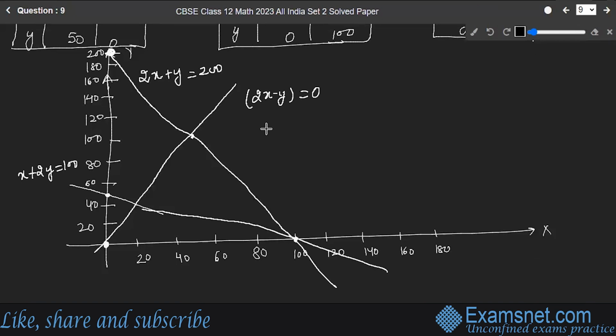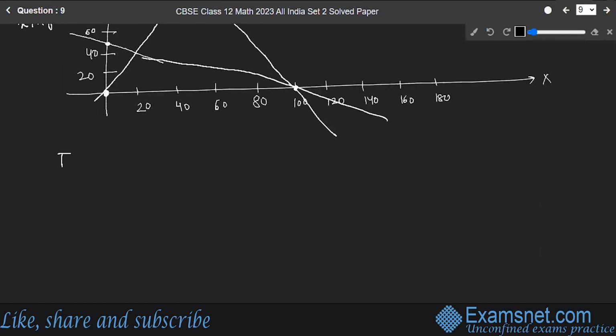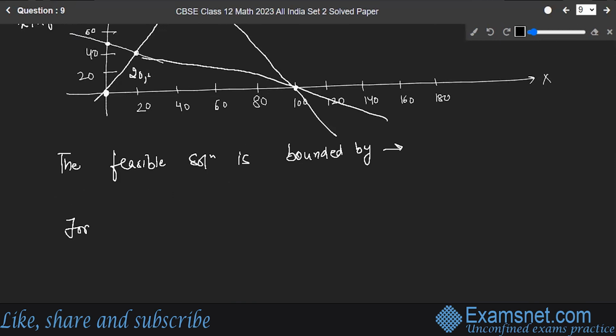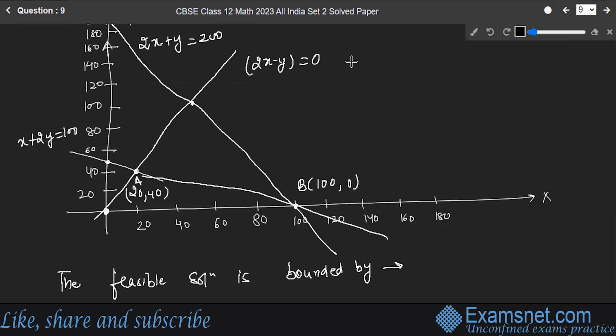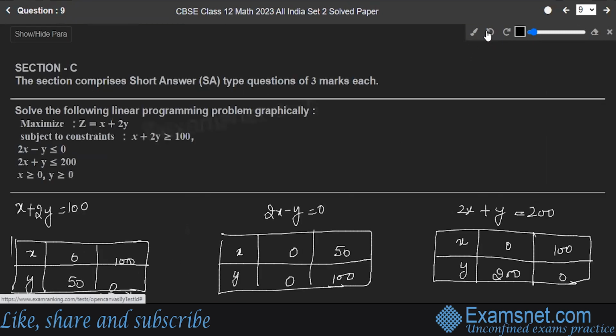Now the feasible solution is bounded by, see, if I take the point 20, 40, first of all, this is the point of their intersection. 20, 40, let's say this is point A. This is the second point B, that is 1, 10. And this is the third point C, which is 50 and 100.